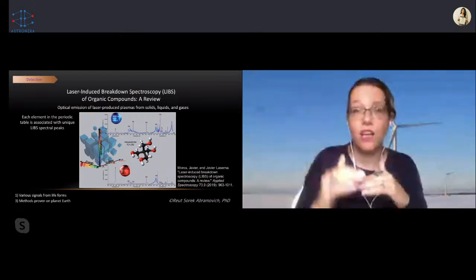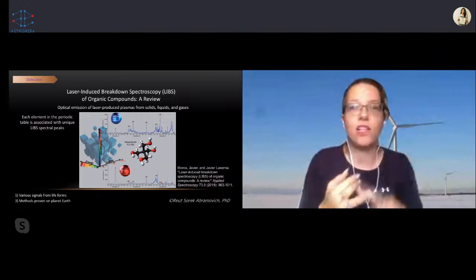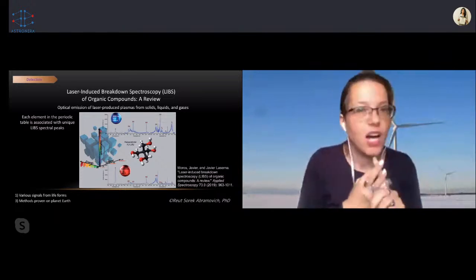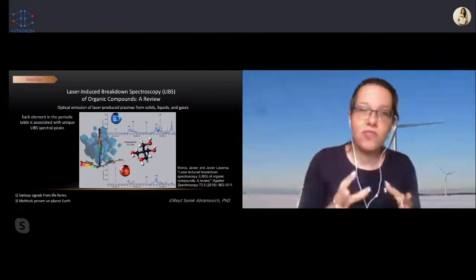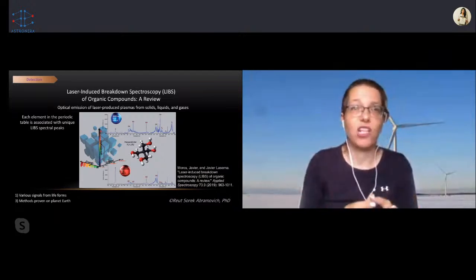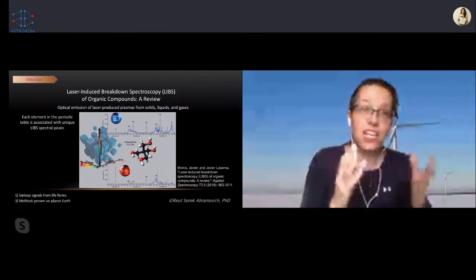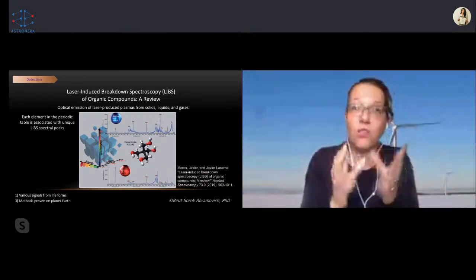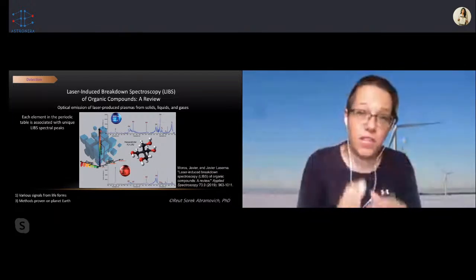wavelength spectrum. If you point a laser at it, and you know exactly what the laser is, what the intensity is, and how long you pointed it at the water, you will get a very certain emission. Today there are big libraries of these spectral peaks, and basically each element in the periodic table is associated with unique LIBS spectral peaks.